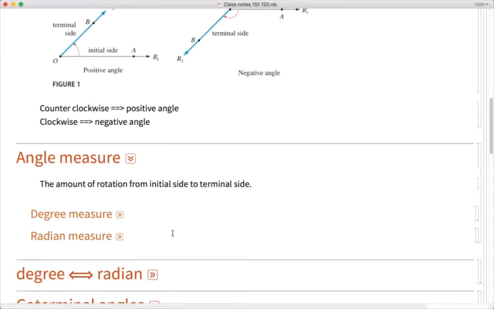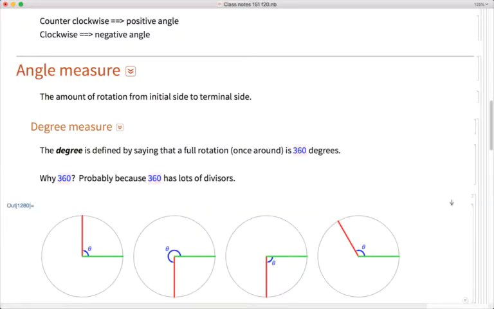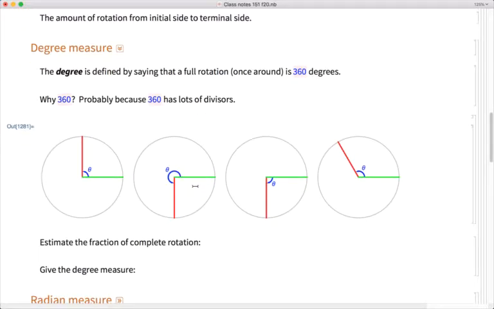We're going to measure the angle by somehow quantifying the amount of rotation it took to go from initial to terminal. And we've got two different measures here. One is called degree measure and the other is radian measure. So the degree measure is defined by saying that a full rotation, that is all the way around, once around, is 360 degrees. So where did 360 come from? Well, probably it came from the fact that 360 has a lot of divisors.